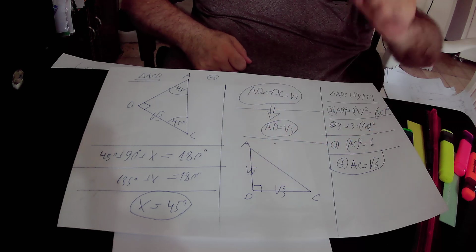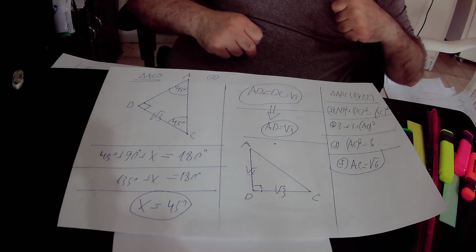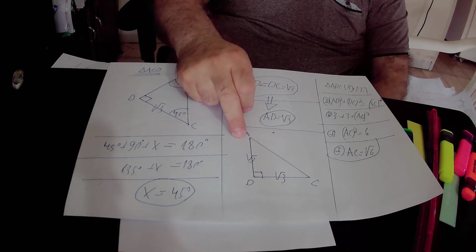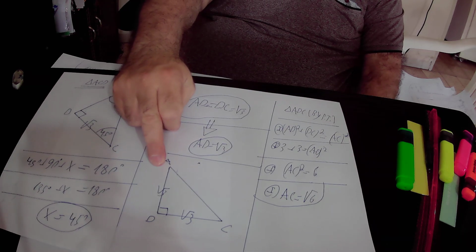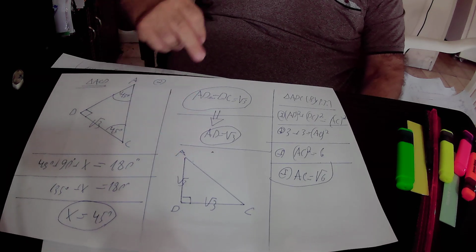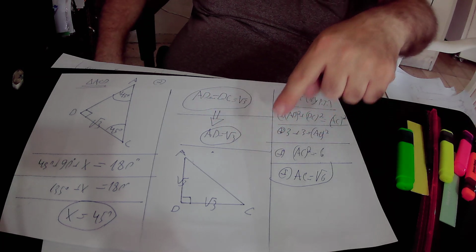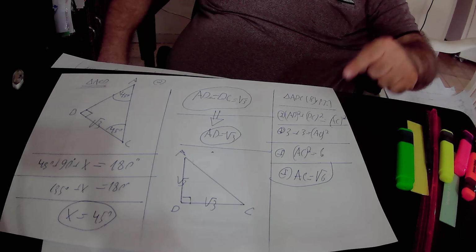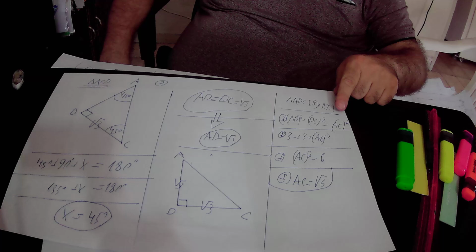Side AD is also equal to square root of 3 units, so I copied the right triangle ADC here, and we implemented the Pythagoras theorem on this right triangle, triangle ADC. According to the Pythagoras theorem, the square of the hypotenuse equals the sum of the squares of the perpendicular sides. The hypotenuse is AC, therefore the square of the hypotenuse is AC square. It must be equal to AD square plus DC square.